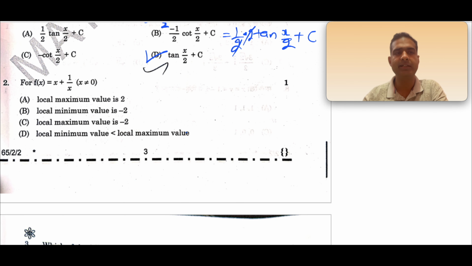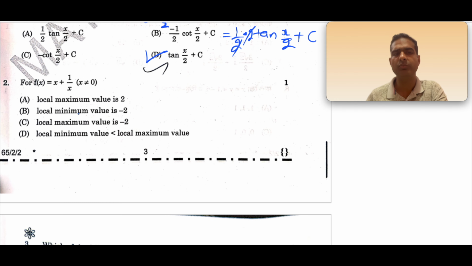Now moving to the second question. For the function f of x is equal to x plus 1 by x, given that x is not equal to 0, because if x is 0, then 1 by x will not be defined, so this function will not be defined. There are 4 options given, and we have to tell which one of these is true.